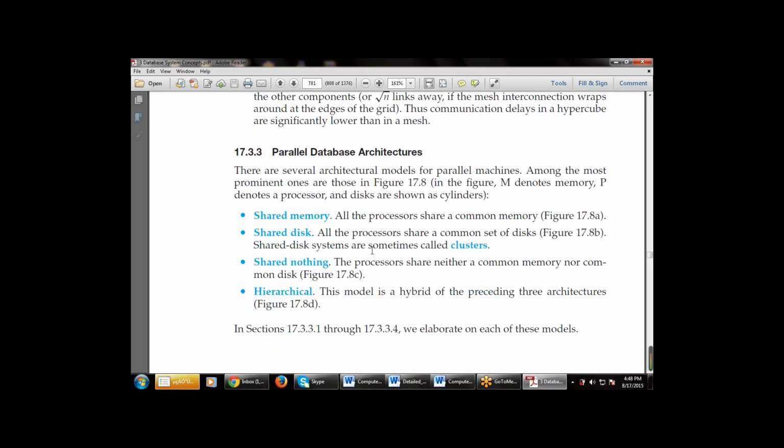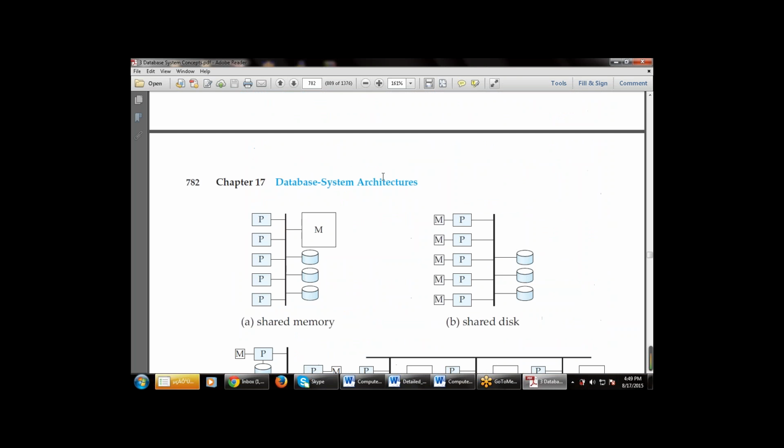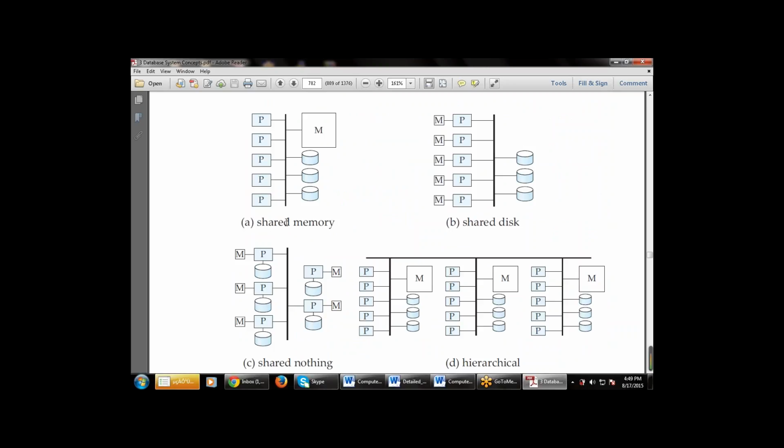Next is the parallel database architecture, that is, the architecture used for a parallel database system. There are several architecture models available for parallel machines. The most prominent ones are shown in figure 17.8. These are the various parallel database system architectures: shared memory, shared disk, shared nothing, and hierarchical.